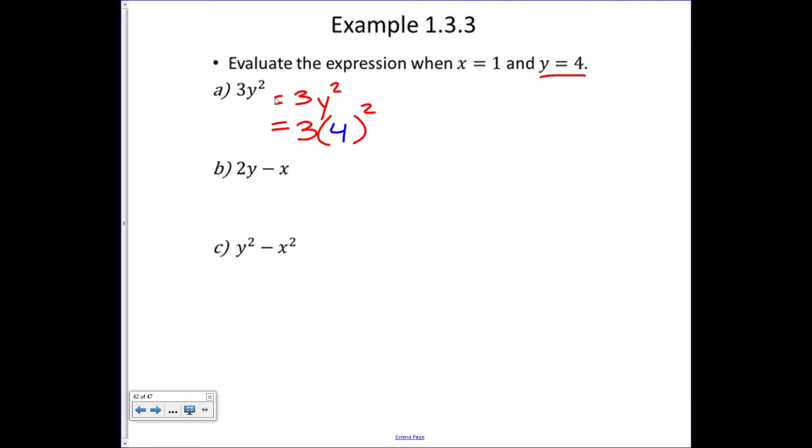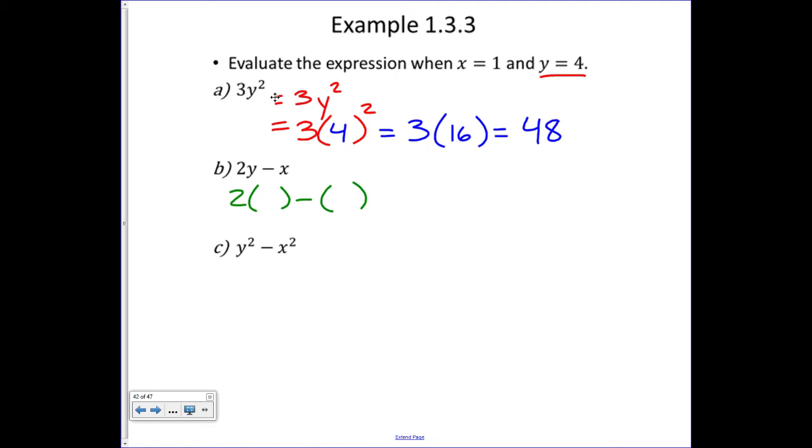Now remember your order of operations, we have to do exponents before multiplication. So 4 squared is 4 times 4, which is 16. And 3 times 16 is 48.